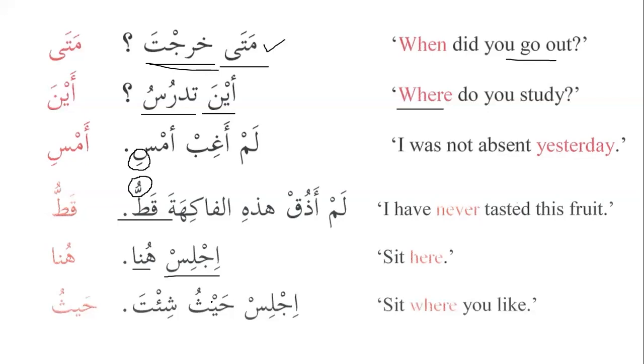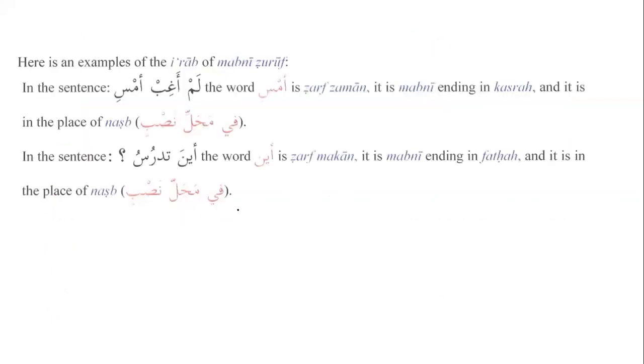And then we have ijlis haythu shi'ta, sit where you like. So again, ijlis is fail plus file, and haythu is in the place of maf'ul fihi, which is object. And the same information is over here, that when we say lam aghib amsi, the word amsi is dharf az-zaman, it is mabniyun, ending in kasra, and it is fi mahalli nasbin. So the only thing that we need to say is that this is in the place of maf'ul, or in the place of mansub, or we will say that this is fi mahalli nasbin.